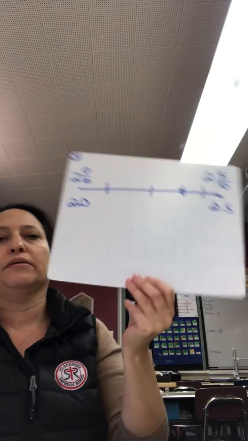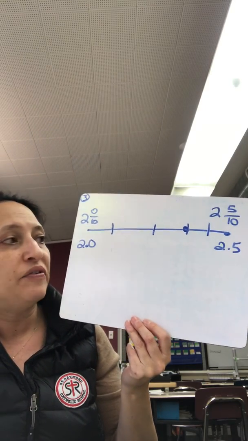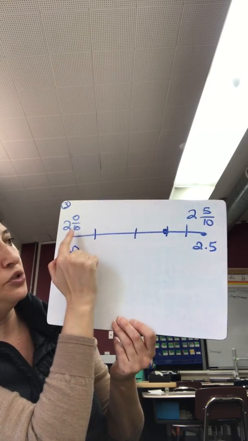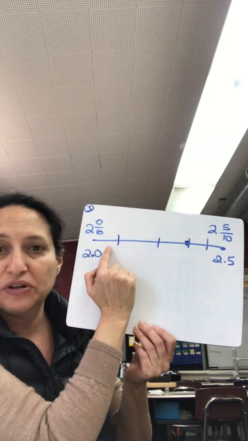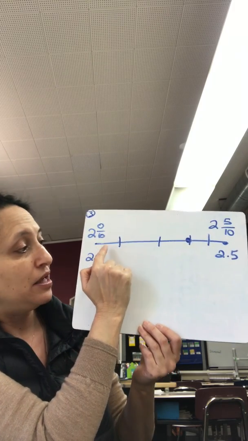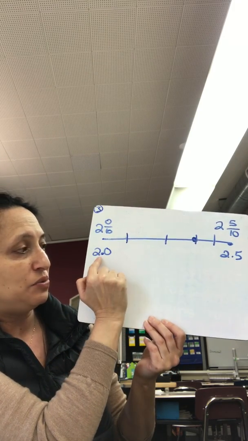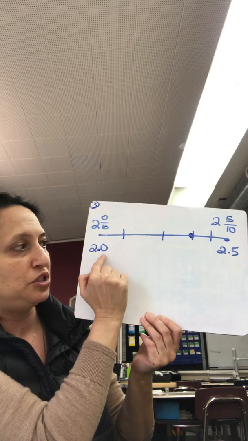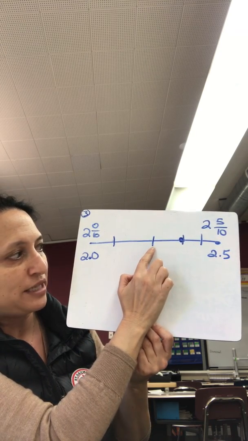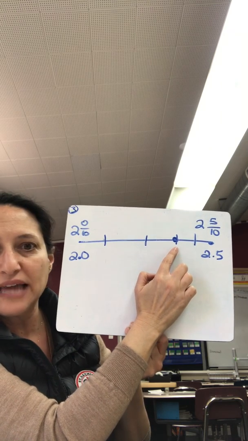So let's look at number 3. All right, so they gave you a number line. So they said 2 and 0 tenths. Okay, I've told you before that's not a real fraction, but it's just for demonstration purposes. So this would be 2 and 0 tenths, or you would just say 2, 2.0, just 2, okay? And then this would be 2 and 1 tenths, 2 and 2 tenths, 2 and 3 tenths.